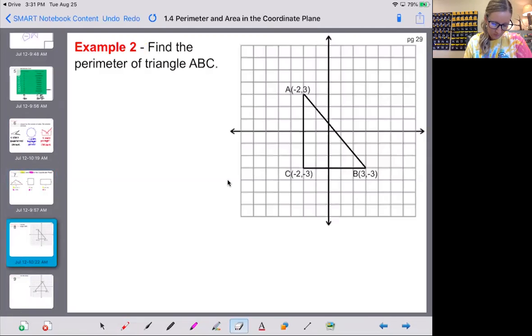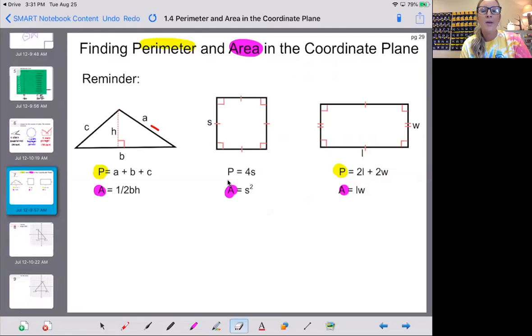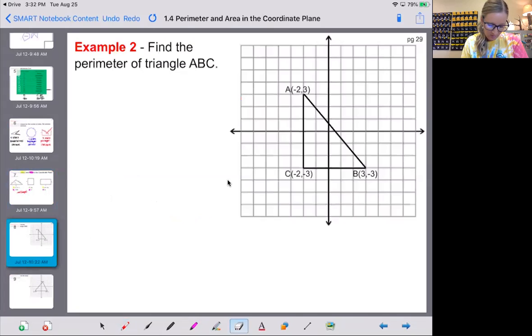Okay, let's try again. And then the area for a triangle is 1/2 times the base times the height. So that's what the BH stands for, the base and the height. Okay. On a square, let me see if I can erase all that.